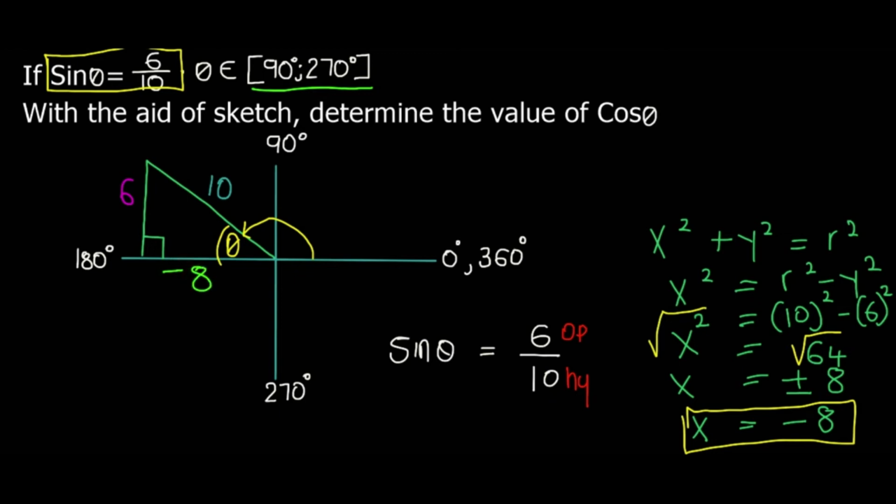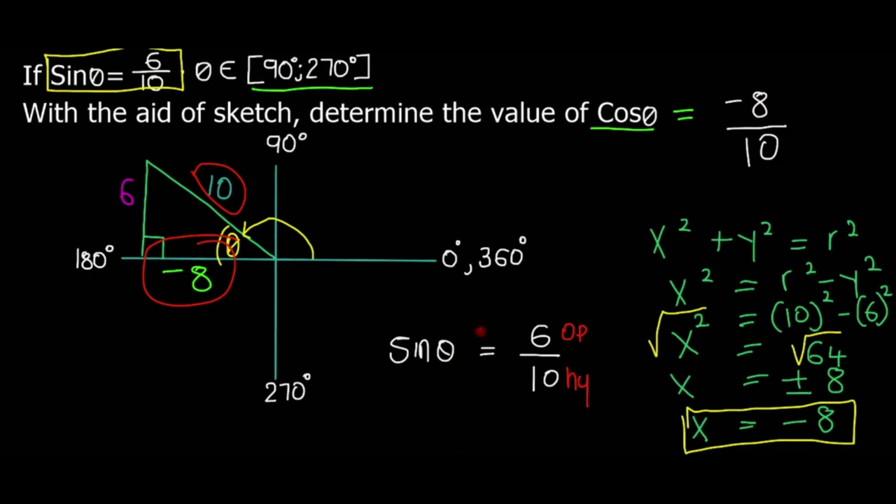Now to find cos theta, it will be very easy because cos is adjacent over hypotenuse. So this question here, determine the value of cos theta, and ra tseba cos is adjacent over hypotenuse. Then our answer is -8/10. So this is our final answer. Cos theta is adjacent over hypotenuse.